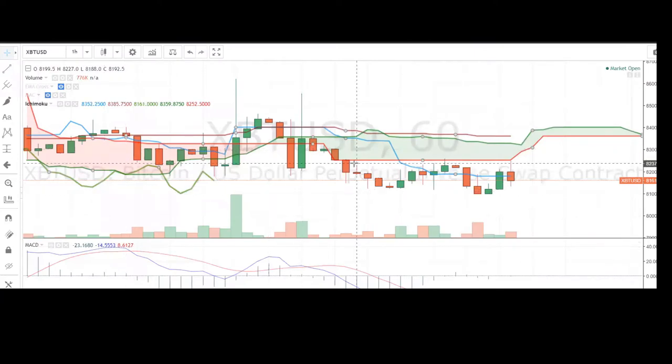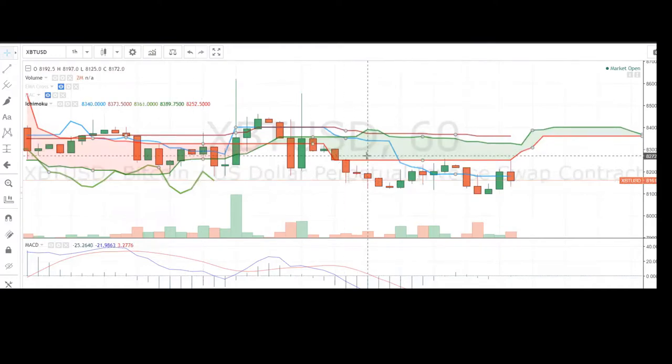Good. So as I said earlier, we have the conversion line, which is the blue line. We have the baseline, which is this red line. We have the green line, which is the leading line, and we have the cloud.